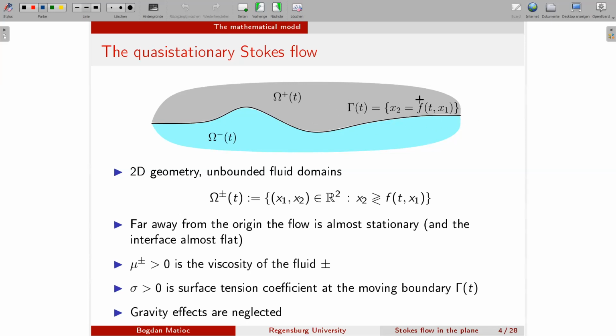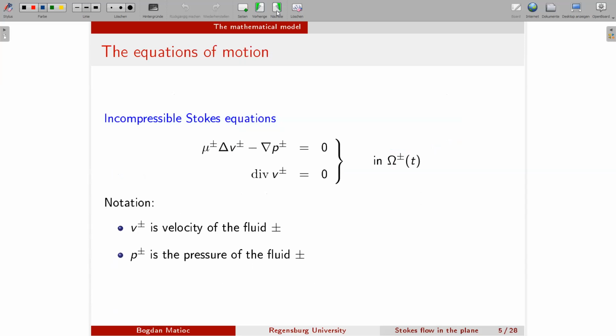The interface f moves with the flow, and it's unknown. And we assume that far away from the origin, the flow is almost stationary and the interface is almost flat. We use mu to denote the viscosities of the fluid. Sigma is a surface tension coefficient, so we allow for surface tension effects at the free boundary between the fluids, but we neglect gravity. So the equations of motion are the quasi-stationary Stokes equations.